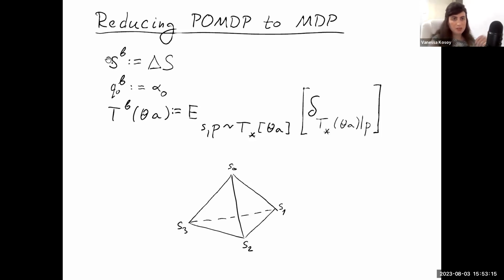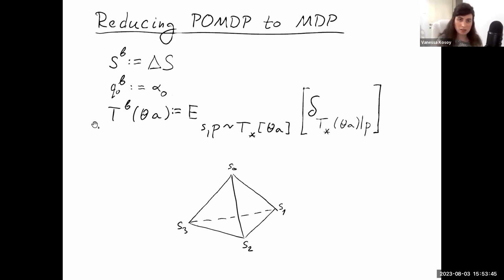The belief MDP has as its state space the space of probability distributions over the original state space. So even if the original state space was finite, our new state space is going to be infinite. For example, if the original state space has 4 points in it, now we have all probability distributions over 4 points. So it's a tetrahedron, or more generally, for a finite set, some kind of simplex. And now the initial state is just the initial distribution.